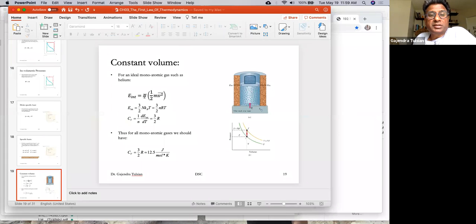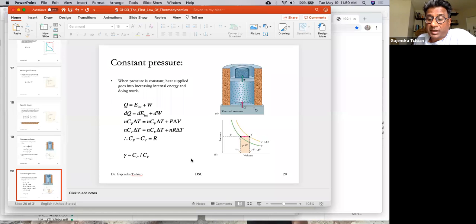So the internal energy for an ideal monoatomic gas is just the number of molecules times that. The number of degrees of freedom is 3, and the internal energy turns out to be that. So CV is 3/2 R. For an ideal monoatomic gas, you have 3 degrees of freedom. Okay, that's what this is showing. So CV is 3/2 R for ideal monoatomic gases.